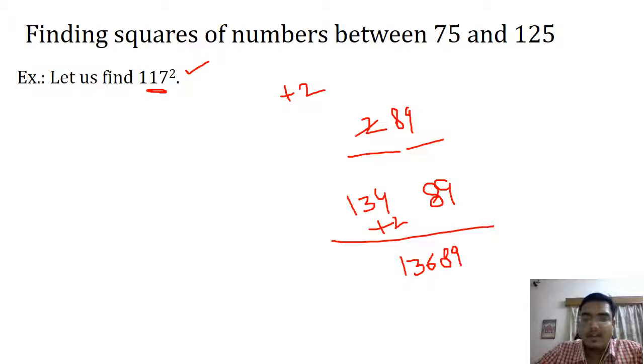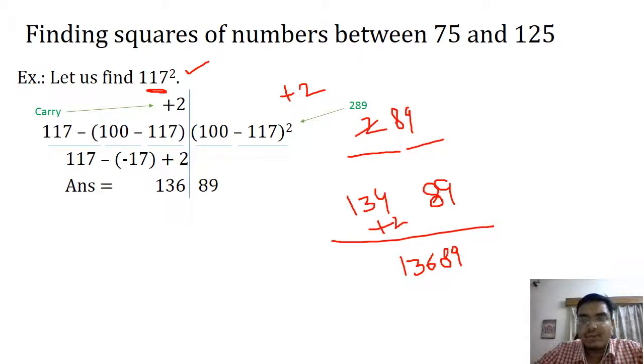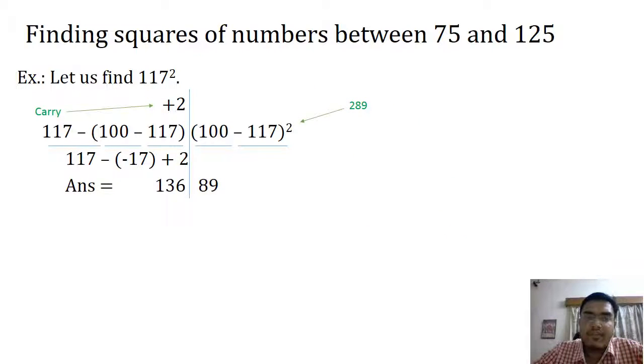So whenever we solve these types of questions, you have to find out that if the number is less than 100, then we have to subtract this difference from that number. If the number is more than 100, then you have to add this difference. In this case, the number was more than 100. So we found the last two digits, that was 17 square, which we got as 289. Then we added 17 to 117, because it is more than 100. So 117 plus 17, and 2 was our carry. So it becomes 13689.